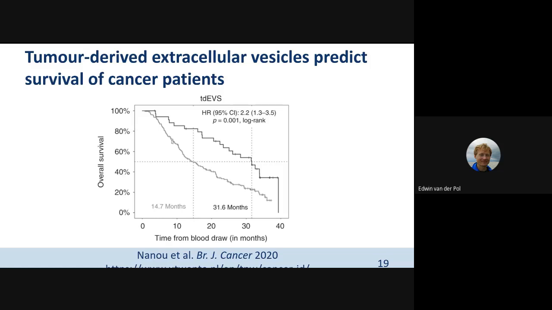And as you can see, in the first group, 50% of the patients passed away after 31.6 months. And in the second group, this was 14.7 months, showing that these tumor-derived vesicles have predictive value. Thereby, they could possibly provide physicians with more detailed information about these patients, treatment, and also sometimes even quality of treatment.